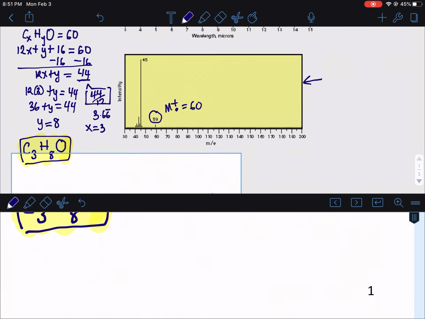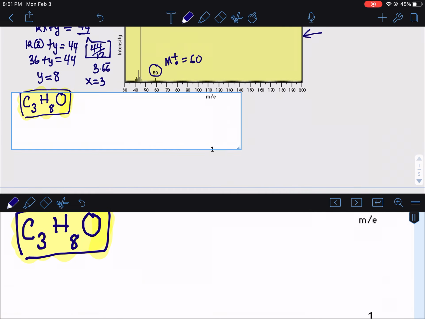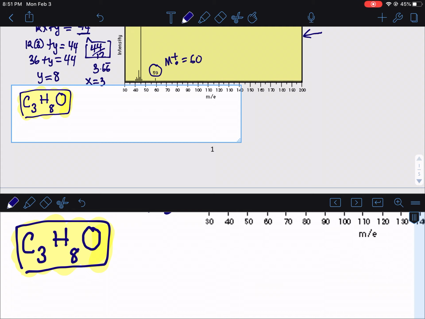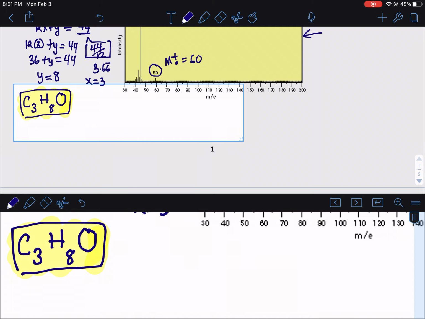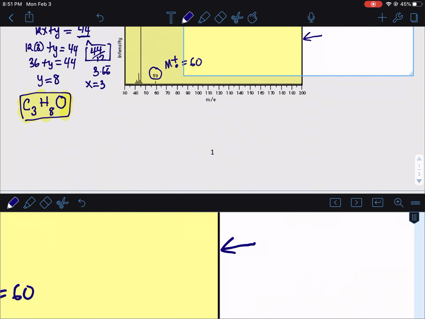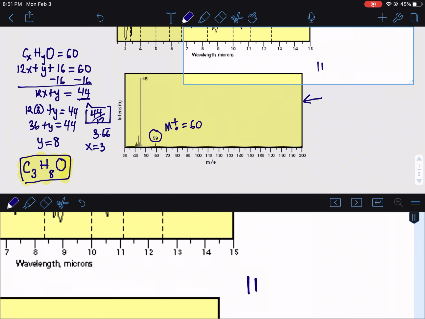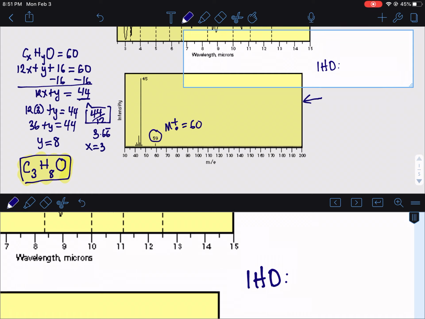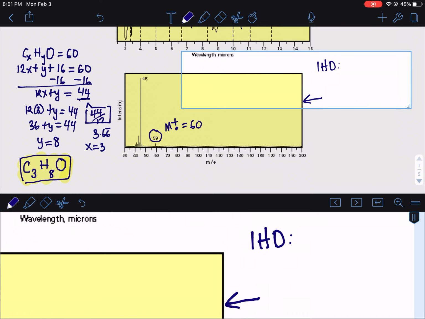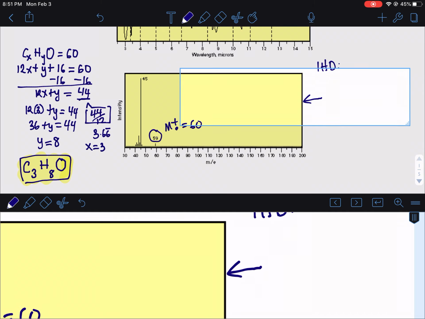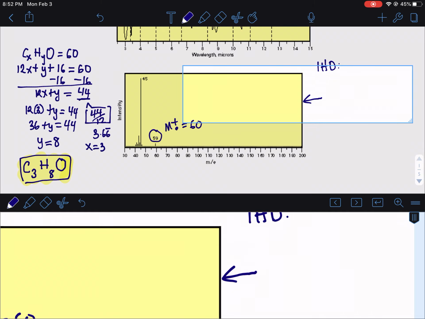Okay, so the next thing you want to do is determine your degree of unsaturation, measured as index of hydrogen deficiency. It's also referred to as IHD. Let me give a brief overview of how to use IHD. IHD is used to determine if your compound is going to have a double bond, a ring, or a triple bond.